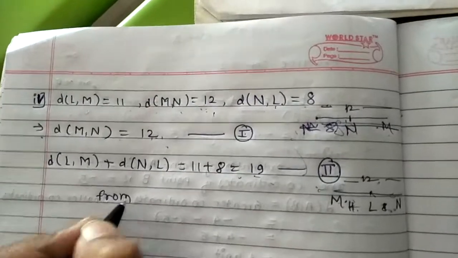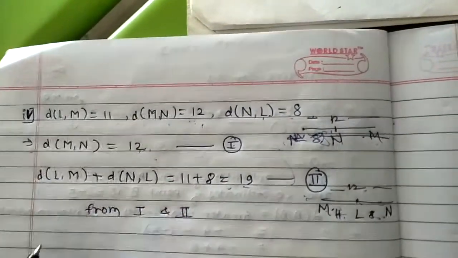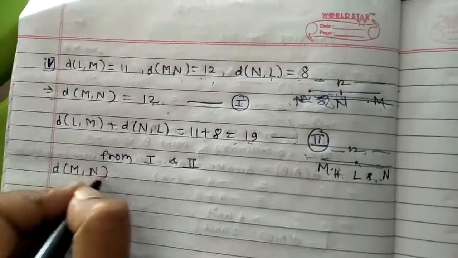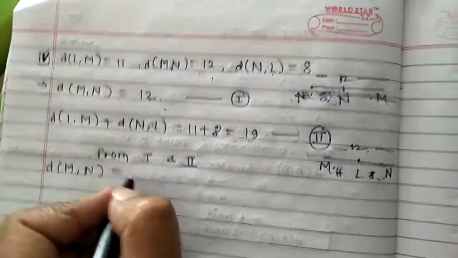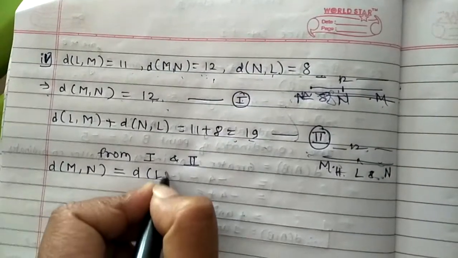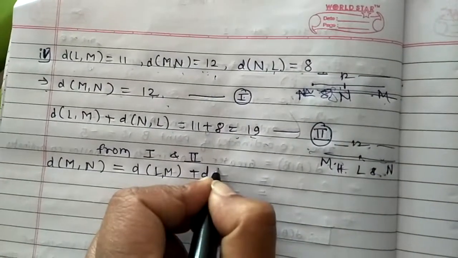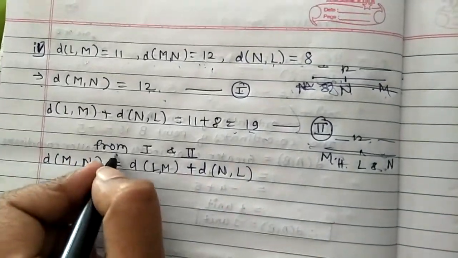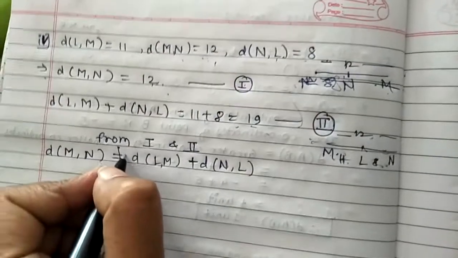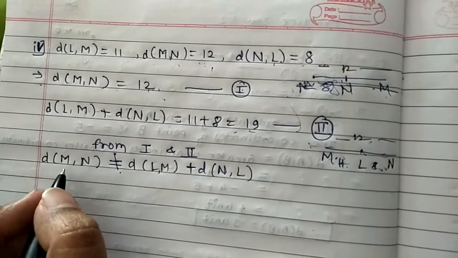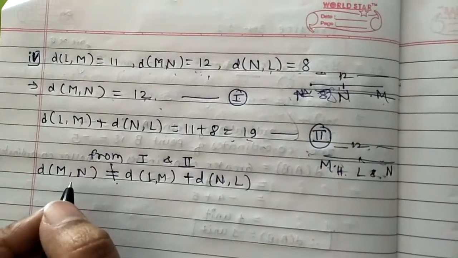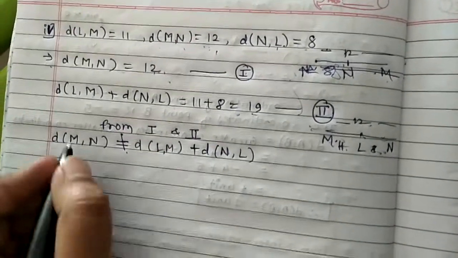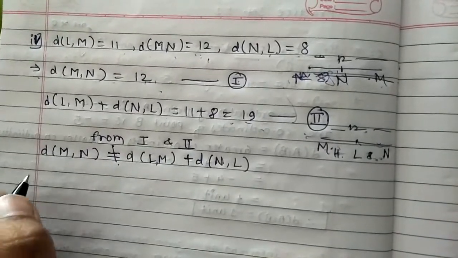Same like from first and second. From first and second, the first is distance of MN is equal to, the second is distance of LM plus distance of NL. But here are they equal? No, they are not equal. So here you have to show with the help of this sign, which is for not equal. It means the sum of these two distances is not equal to the distance MN. So that's why they are not equal. So it means they are non-collinear.